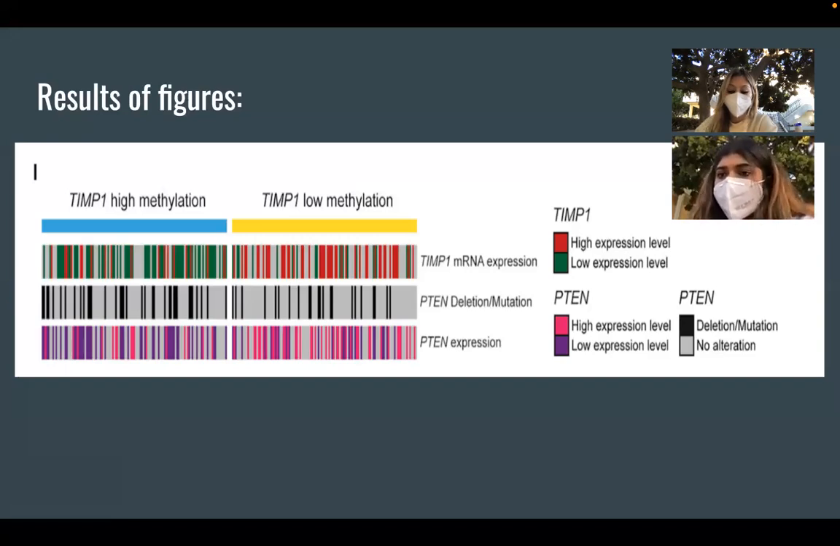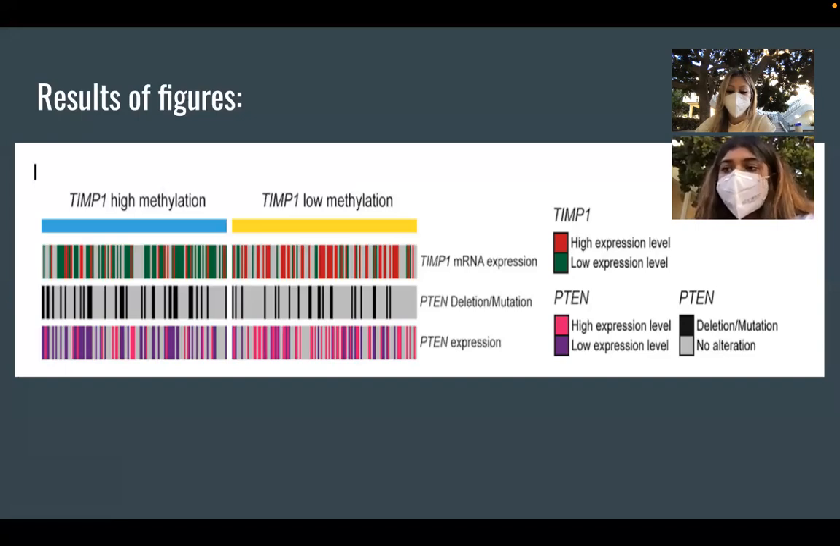For the next one, which is P10 expression, P10 shows high expression levels in TIMP1 low methylation and shows low expression levels of P10 in TIMP1 high methylation. As you can see, P10 high expression levels is in pink and P10 low expression levels is in purple. The purple low expression levels is more prevalent and occurs the most in high methylation, whereas the pink also shows more and occurs the most in low methylation.